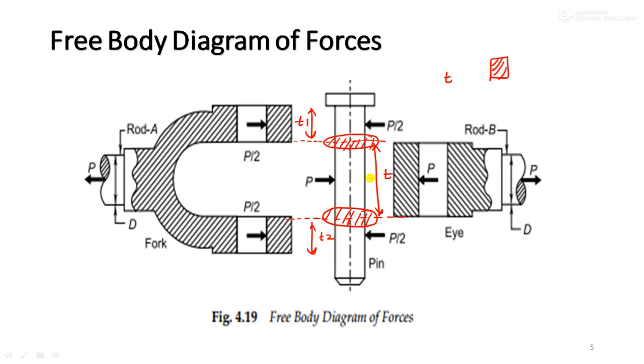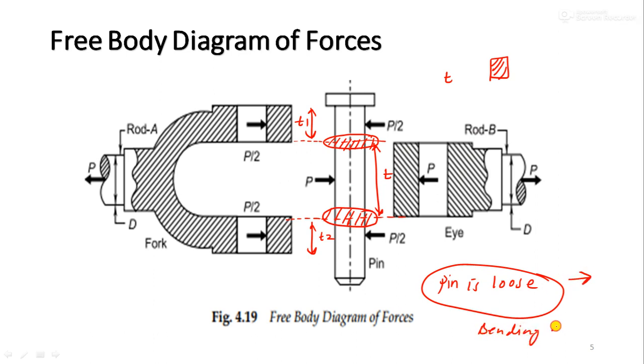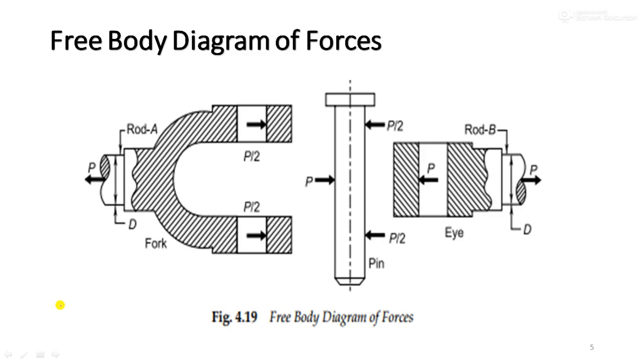Again, this is a sliding joint, right? So when the pin is loose, it will be subjected to the bending moment. So we have to do the stress analysis of this pin for both, that is the shear as well as the bending, and we have to design this particular pin for shear failure as well as the bending failure. So I hope it is clear to all of you.